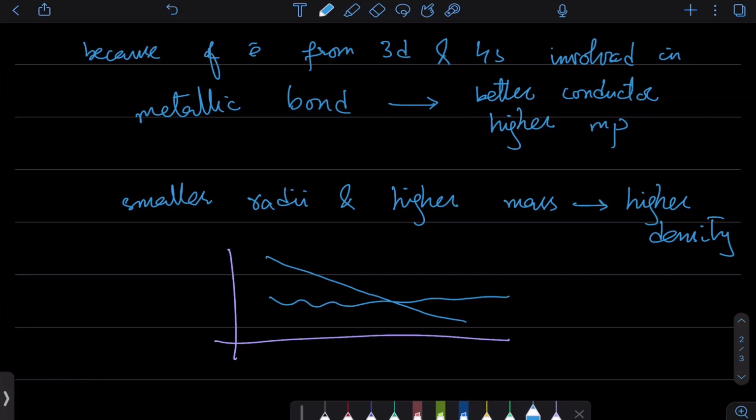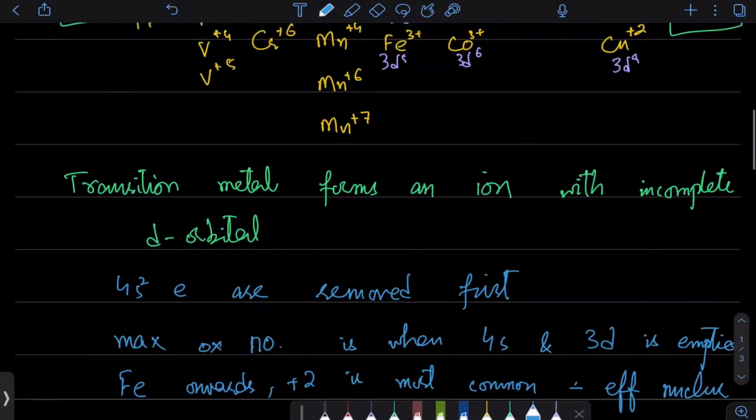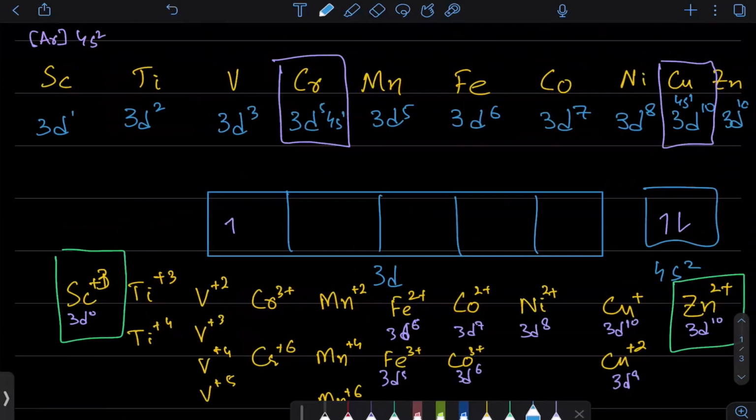Why? You are adding more electrons. There should be more shielding. You should be getting more electron pair repulsion. But that electron pair repulsion is coming from the same 3d now, not from 4s. 4s is completely filled in all of these. So they have electrons coming over here. So whatever shielding is to come will come from this, not from the last shell. So the size will not increase very much.